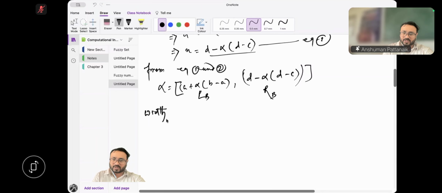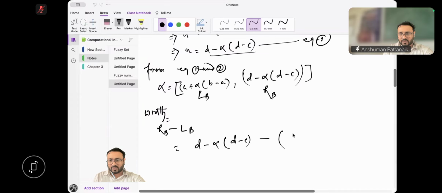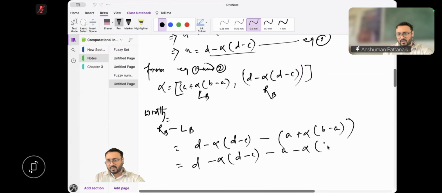Width of the equation. Width is what? Right boundary minus left boundary, which will be (d minus alpha times (d minus c)) minus (a plus alpha times (b minus a)). If I open the brackets, it will be d minus alpha times (d minus c) minus a minus alpha times (b minus a).